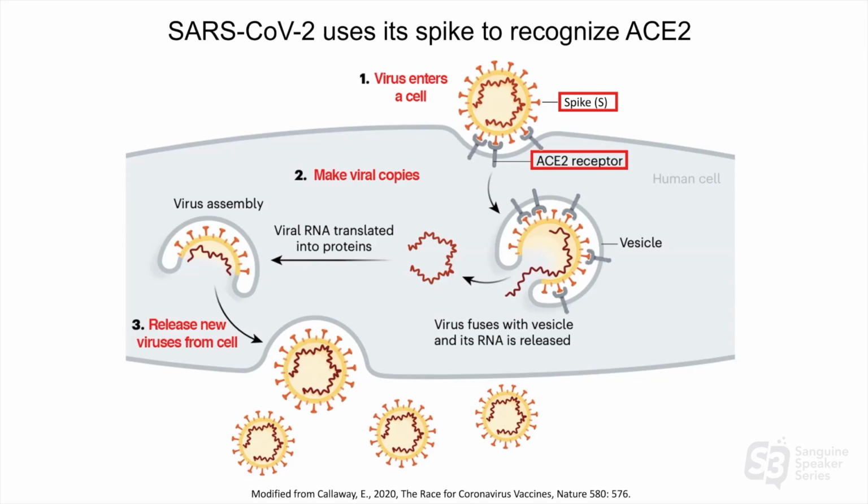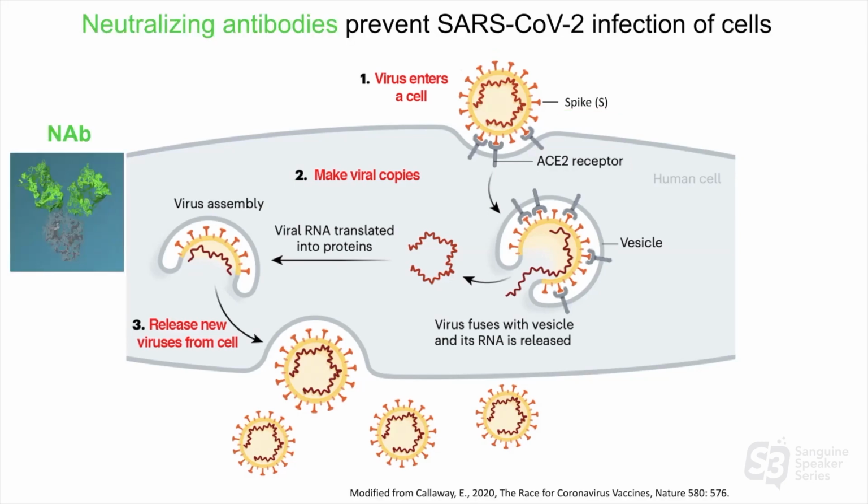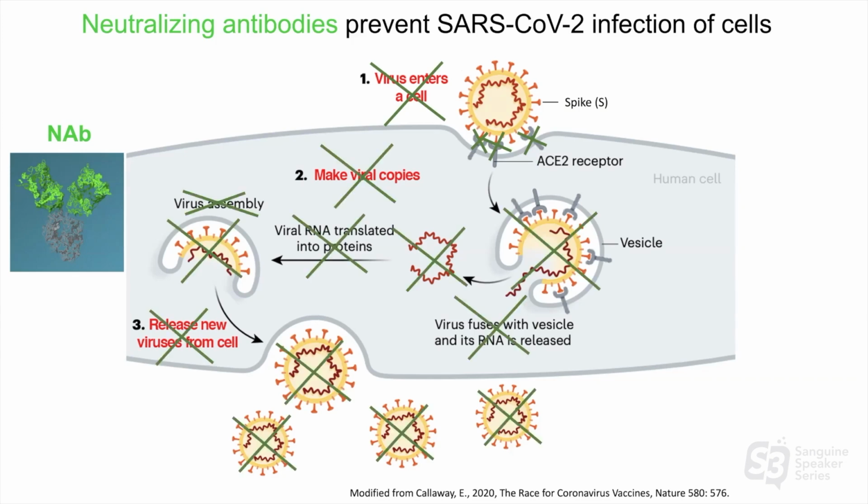So just like in the case of HIV, if the host makes neutralizing antibodies, that would prevent SARS-CoV-2 infection of cells. And so once you have that happening, none of the other steps can happen. So that's what we're studying right now for SARS-CoV-2.